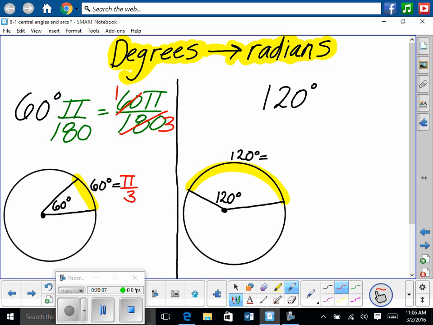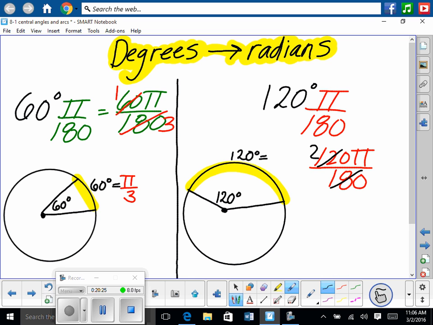Okay, so 120 degrees. If this central angle is 120 degrees, the arc's 120 degrees. So now I'm asking you, what's the physical length of that? Well, we're going to multiply by pi over 180. So you'll take your calculator, because you know that's 120 pi over 180. Take your calculator, guys. 2/3. Very good. This is 2, this is 3. So 120 degrees in radians is 2 pi thirds.